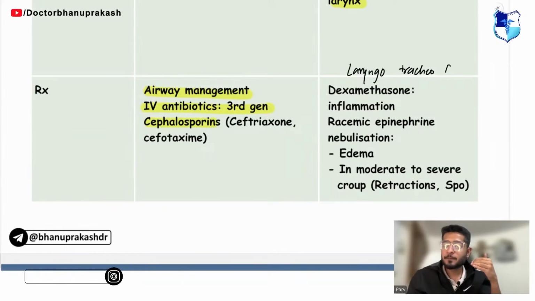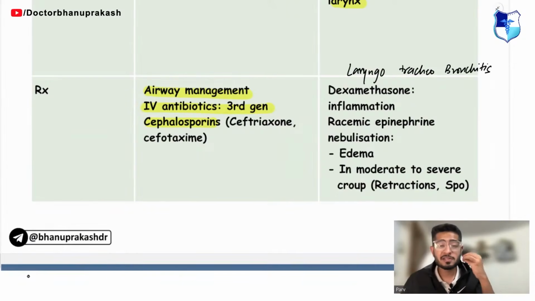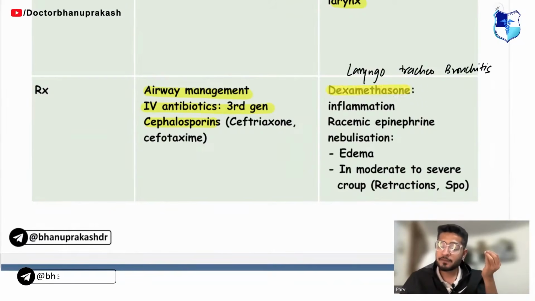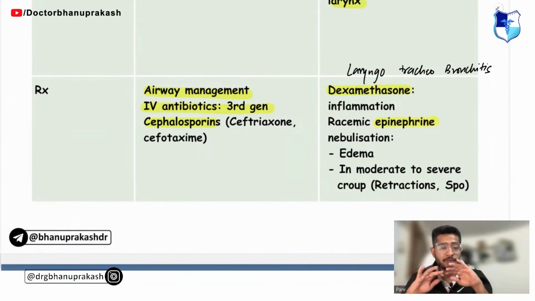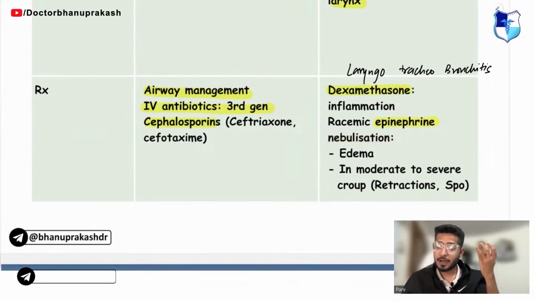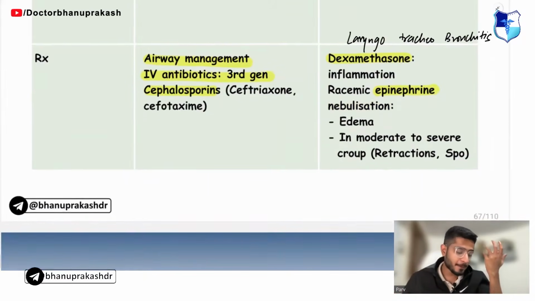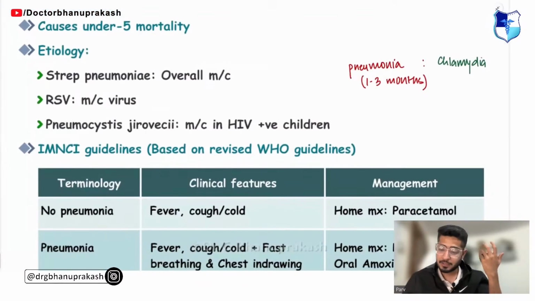So can you see, all the three are going to show the inflammation. So not just the antibiotics, but you have to give the steroids also to decrease the inflammation. You have to give epinephrine to open the airway. You have to give other things as well, like the airway management and other things as well.